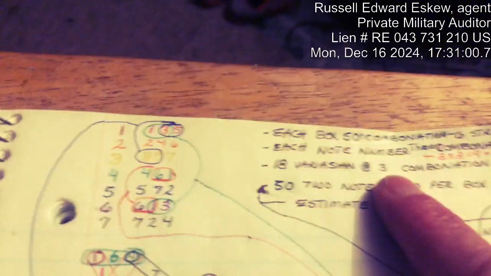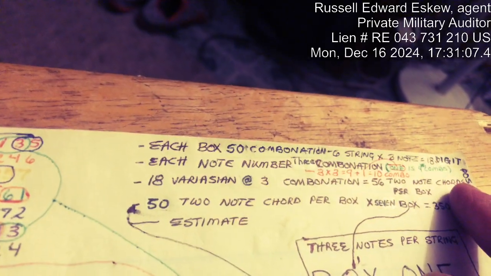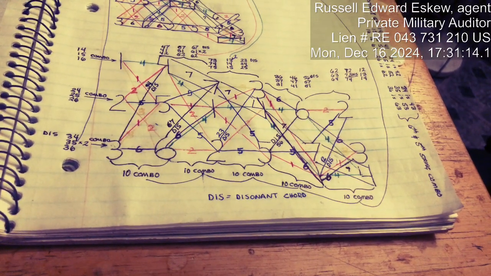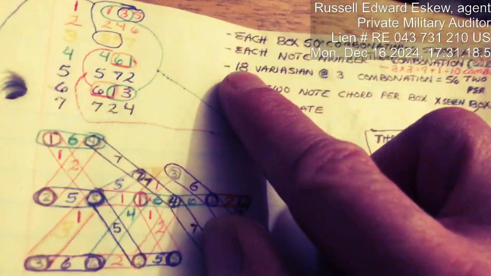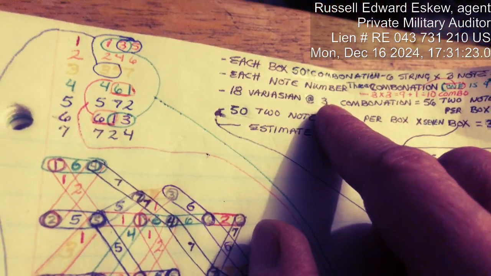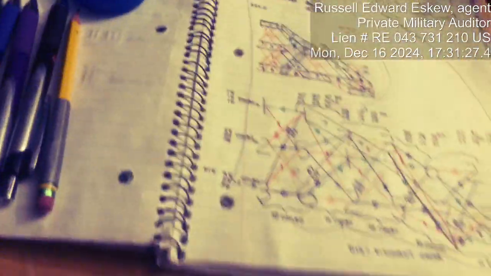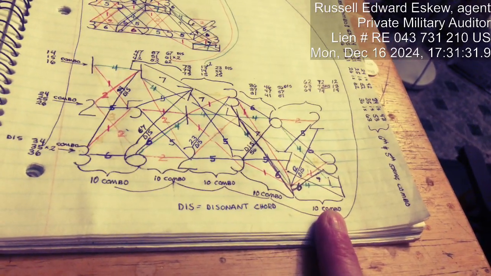18 variations times 3 combinations equals 56 two-note chords per box. Is that right? No, that's wrong. It's 52 chord notes per box. It would seem like it. 18 times 3 is 56, but it's not. It's 10, 20, 30, 40, 50 per box.